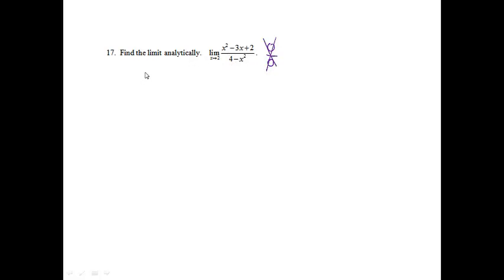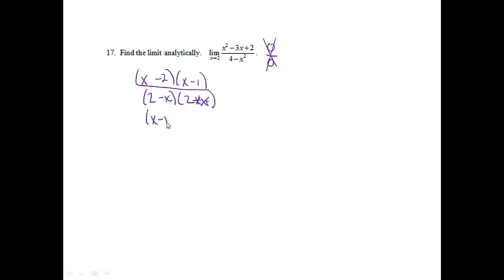So I'm going to try to factor instead. This will factor into x minus 2 times x minus 1. The denominator is a difference of squares, so it will factor into 2 minus x and 2 plus x. I do notice that I'm almost able to cancel the 2 minus x and x minus 2, but they are opposites of each other. So in the denominator, I'm actually going to factor out a negative 1.